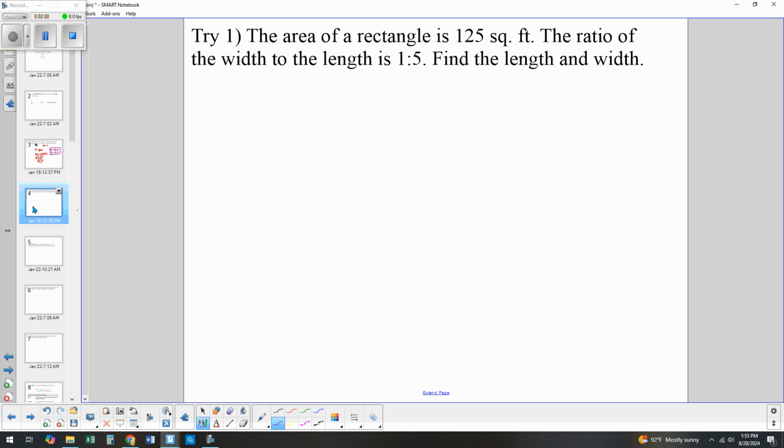So there's a try problem here for you with a rectangle. You could pause if you'd like. Answers are posted online.